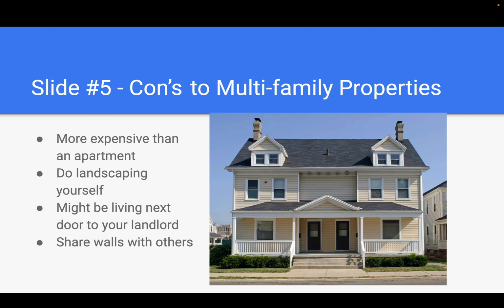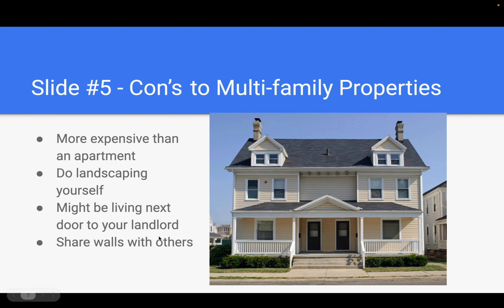The cons to multifamily properties: they're more expensive than an apartment, typically for the tenant. The tenants don't always love that they're going to cost more, but you're getting more. You're getting a yard, and you're getting maybe more space. Typically, the tenant is going to be required to do the landscaping, which isn't going to be a lot. Mostly, when you build a duplex, you're filling up the entire lot that you have with the structure.